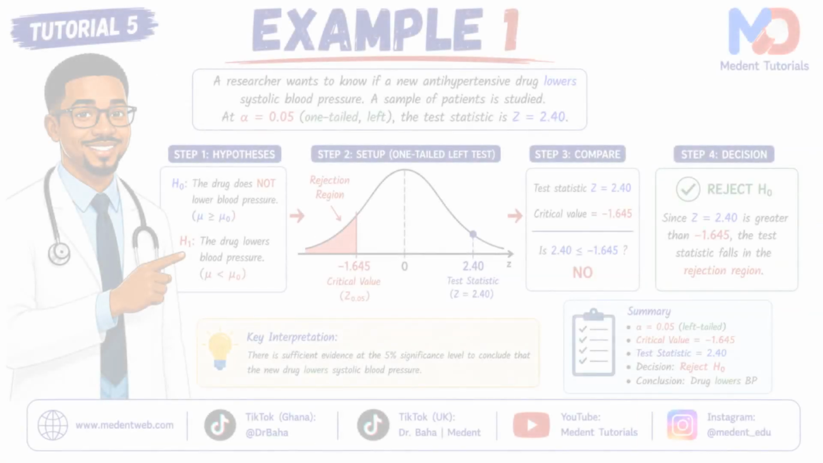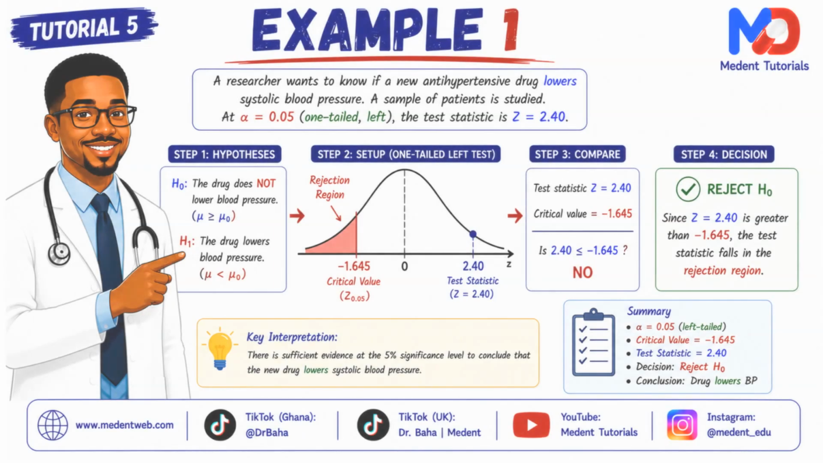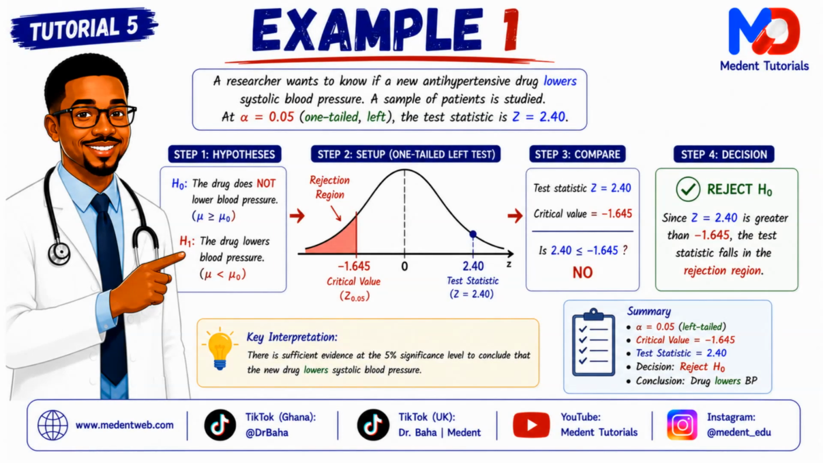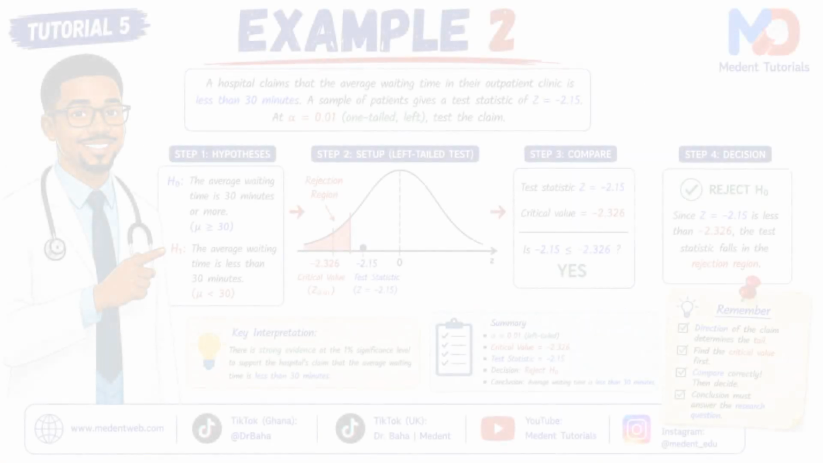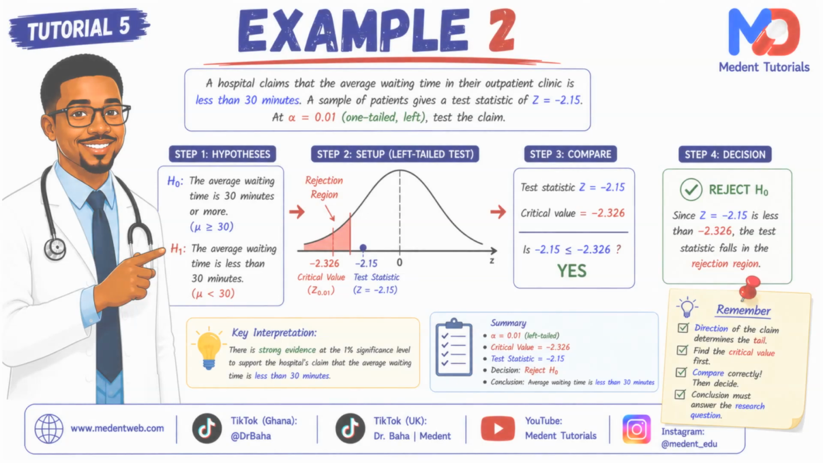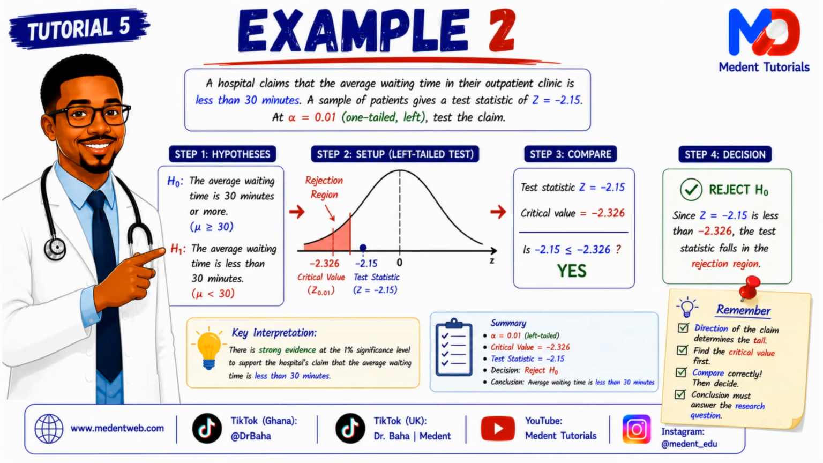Let's look at a few examples. Over here, the test statistic is 2.40, which is greater than the critical value of 1.96. Since it falls inside the rejection region, we reject the null hypothesis. In this example, the test statistic is 1.20, which does not reach the critical value. Therefore, we fail to reject the null hypothesis.